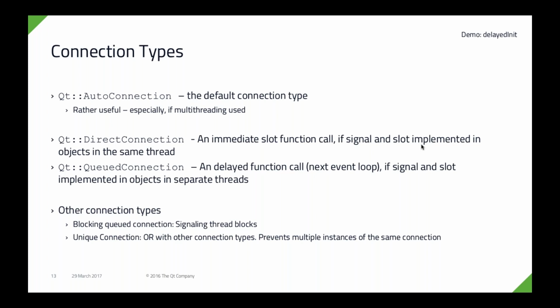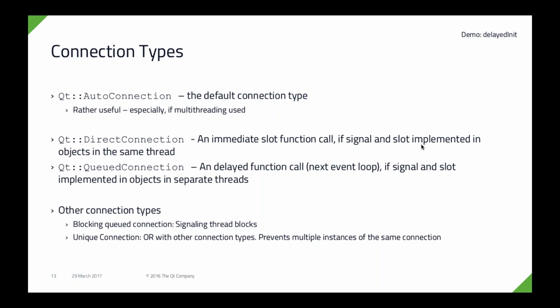So an auto connection will generally choose the right case. In some cases you might want a direct connection specifically, or you might want a queued connection if you've got a lot of work to do in the slot and you don't want a slot function call. You can use a queued connection and send the event into another event loop, for example.